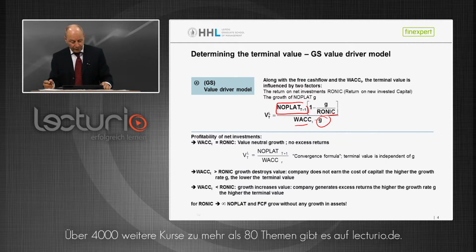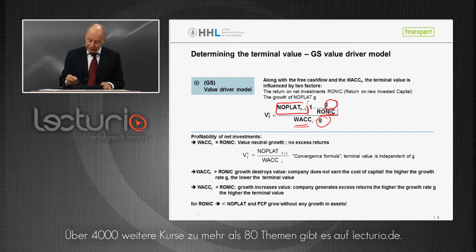What is now important in this slide is that we cannot say anything about the impact of growth upon the terminal value unless we know the relationship of RONIC and WACC. So the difference between RONIC and WACC is simply the excess rate of return, or as we may say, the spread, that is the rate of return that is above the cost of capital. And the impact of growth on value crucially depends on whether RONIC is equal, greater, or smaller than WACC.